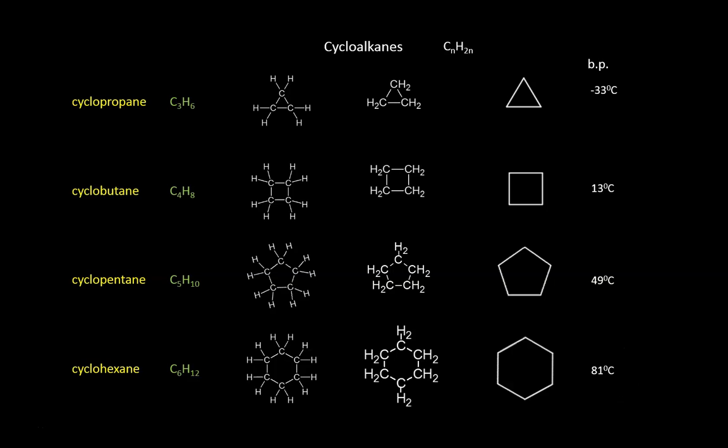The boiling point shows the first two are gases at room temperature. Cyclopentane and cyclohexane are liquids. Let's now look at naming with substituents. This cyclohexane has a methyl substituent, so methyl cyclohexane is the name. There's no need to locate it on the ring, as every point here is equivalent.